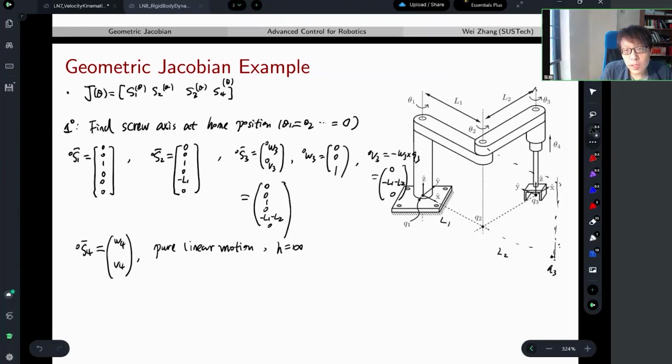It's almost saying the pitch is infinity. Okay, in this case, omega is 0, 0, 0. Whenever you have a pure linear motion, the omega is 0.